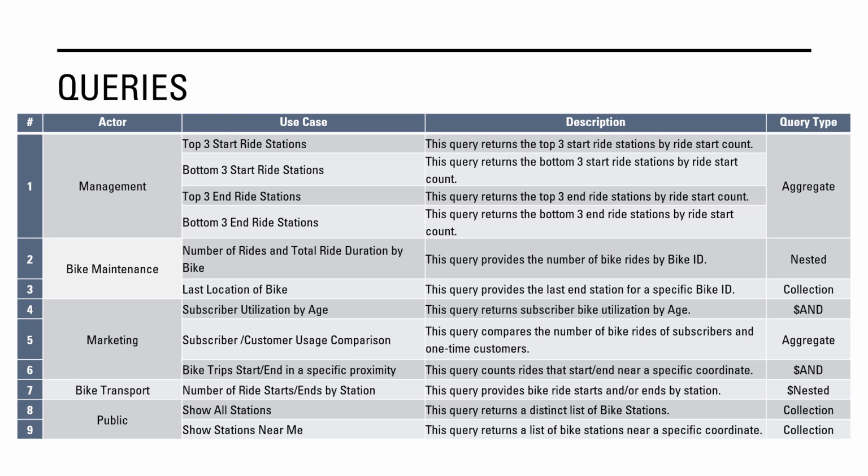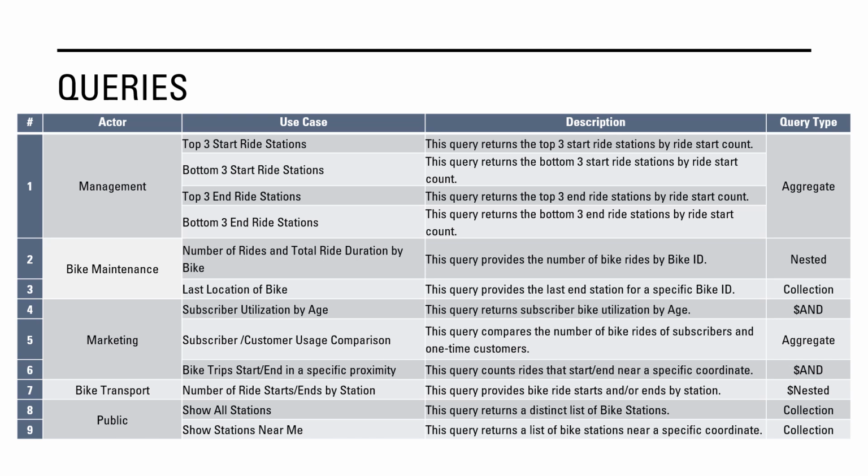Queries 4 through 6 on the slide support marketing, 1 collection query and 1 aggregate query that look at customer utilization. The third query leverages the bike station coordinates included in the trips collection to aggregate a count of rides that started or ended close to a specific location. Query 7 on the slide is a nested query for the bike transport actor to help determine what stations might require bike redistribution.